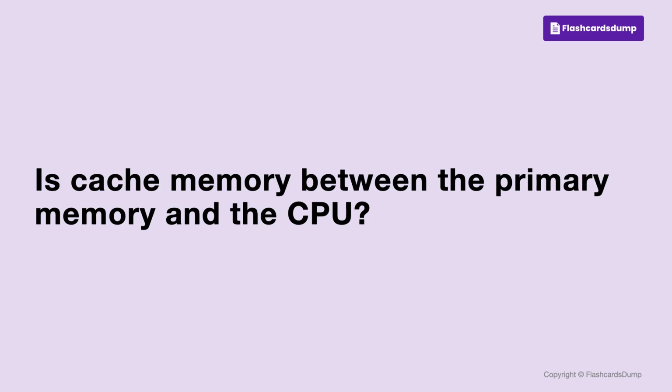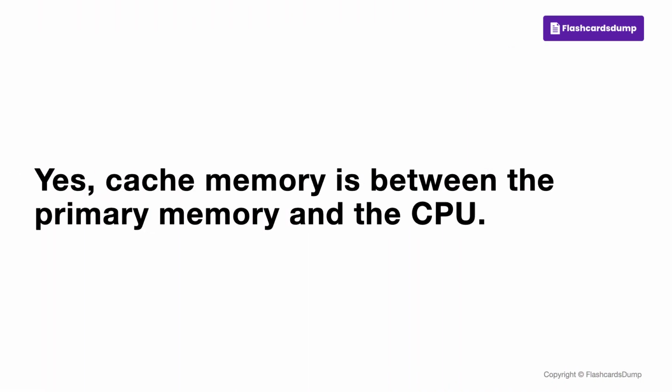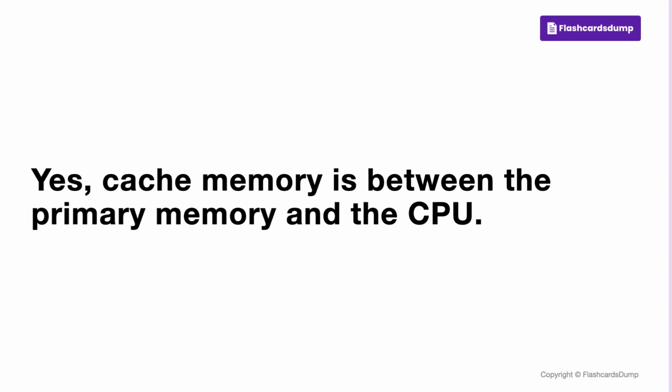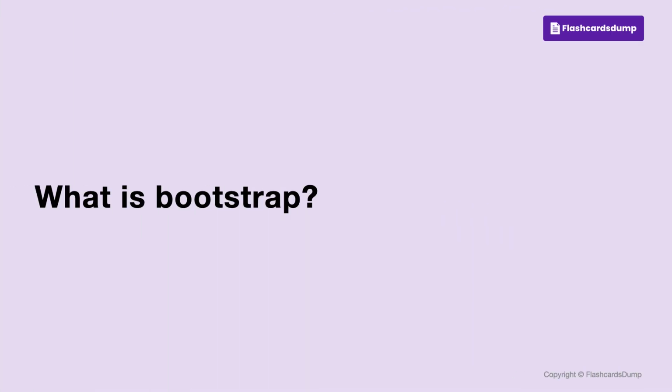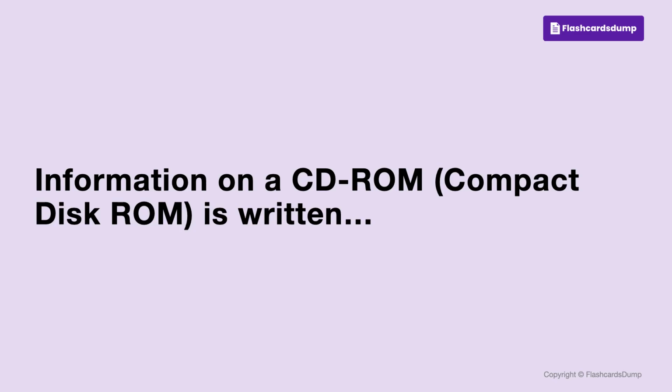Is cache memory between the primary memory and the CPU? Yes, cache memory is between the primary memory and the CPU. What is bootstrap? A ROM stores such instructions that are required to start a computer. This is referred to as bootstrap.